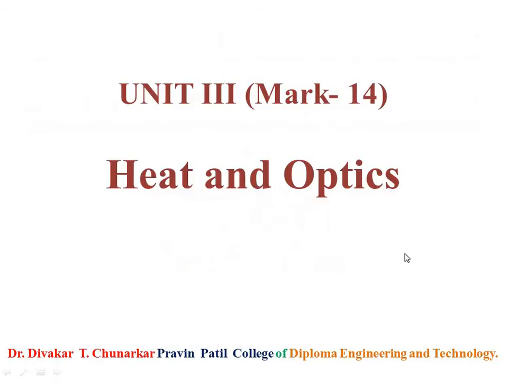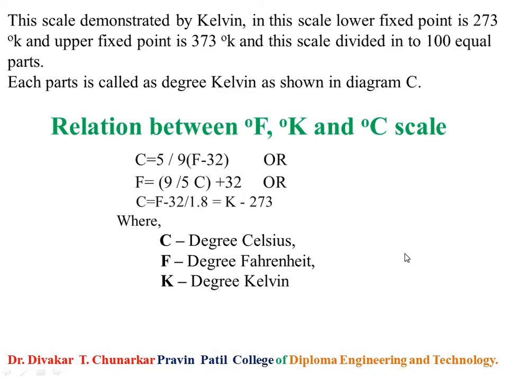Today, I will explain the relation between the temperature scales, that is degree Fahrenheit, degree Kelvin and degree Celsius scale. Last time we explained the degree Fahrenheit scale. In the degree Fahrenheit scale, the lower point of the scale is 32 degree Fahrenheit and the upper point of the scale is 212 degree Fahrenheit, and the scale is divided in 180 equal parts, and the scale is called the degree Fahrenheit scale.